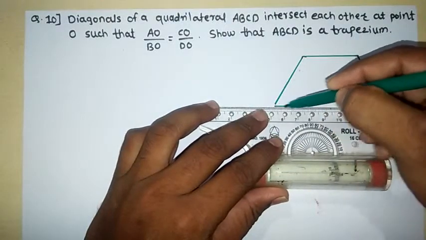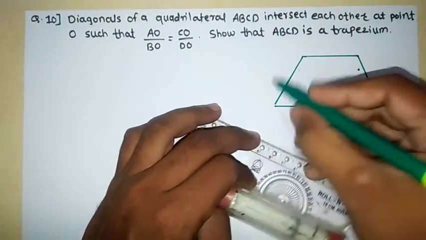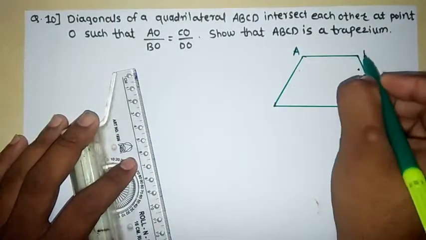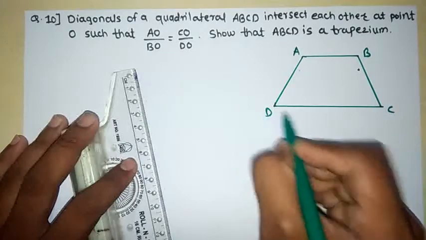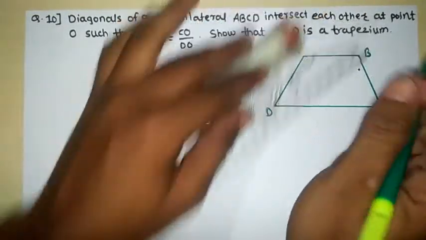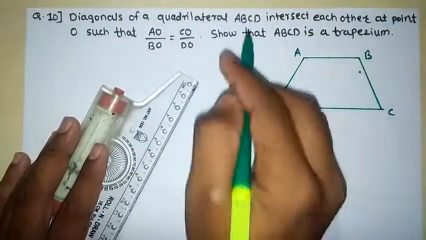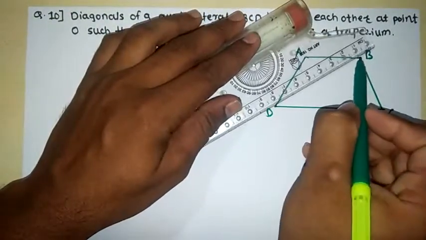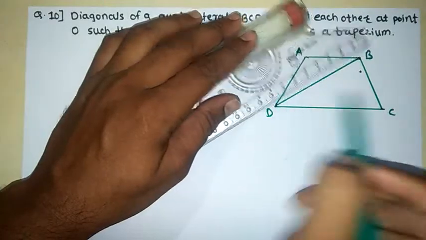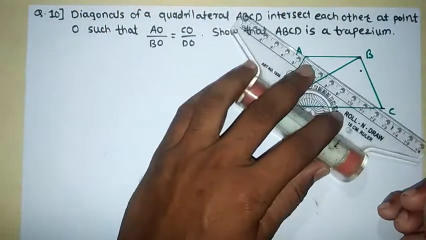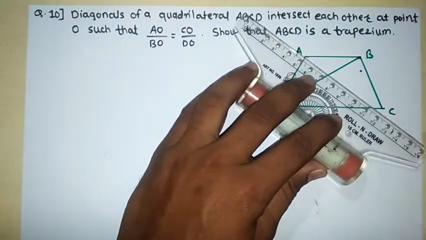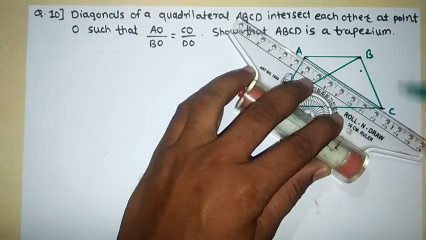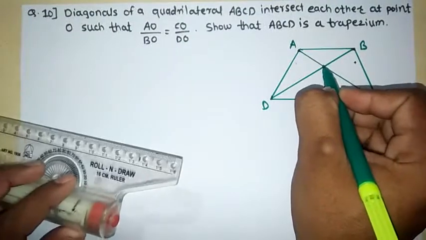But here we have to prove that ABCD is a trapezium. What is given? Diagonals of a quadrilateral ABCD intersect each other at point O. First we will draw the diagonals. Here, this is one diagonal, and this one is the second diagonal, which will intersect at point O.